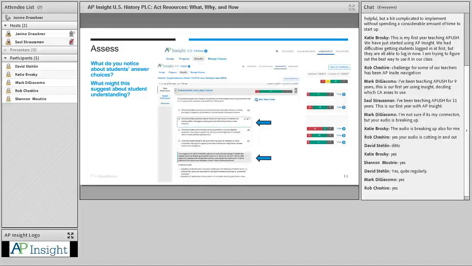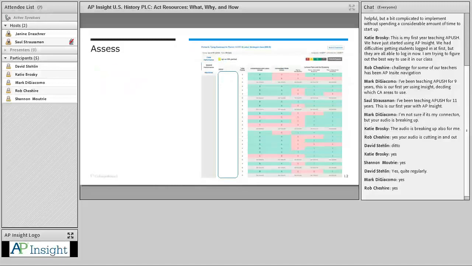And what you may have noticed about students' answer choices for this particular question, if you look here, and this is one of my own classes, it looks as though the good majority of the students understood and demonstrated that they did understand the excerpt and were able to choose the correct answer. That was in classroom performance.